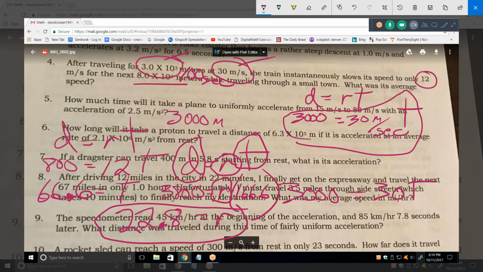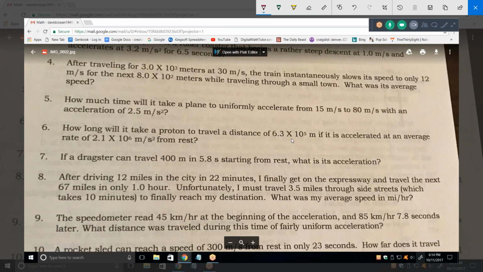So this was not an acceleration problem. That's why those directions said not everything is an acceleration problem. All right, let's do more acceleration. Number 5. I'm not going to have time to do all of these. Oh, it's okay. We should be able to do number 5.